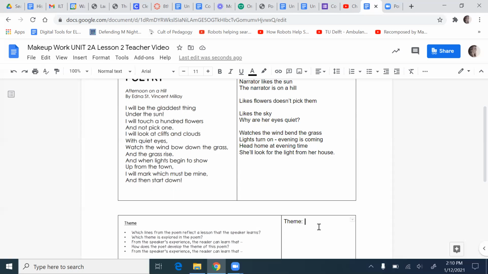So I would argue, and theme is arguable, I'm going to argue that the theme of this poem is the beauty of nature, because that's what she's describing, brings peace.